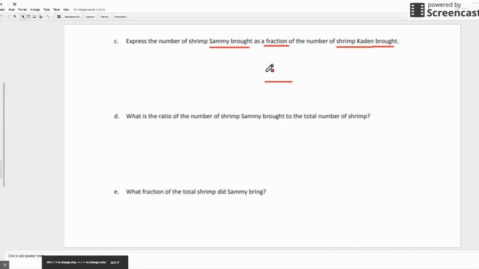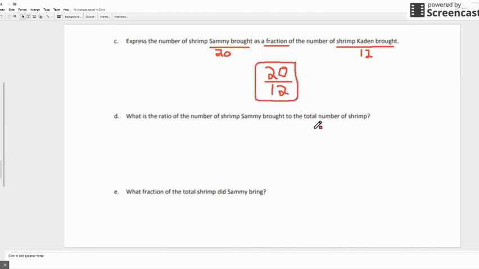So of course, Sammy came first. And we can even write the numbers here, just so I don't have to keep going backwards. Sammy brought 20, so Sammy came first, so it would go on top. And Caden brought 12. So this is a fraction to show the value of the amount of shrimp that Sammy brought in relation to the amount of shrimp that Caden brought. So there you go. That's just taking the ratio and creating a fraction. All right, let's look at D now.